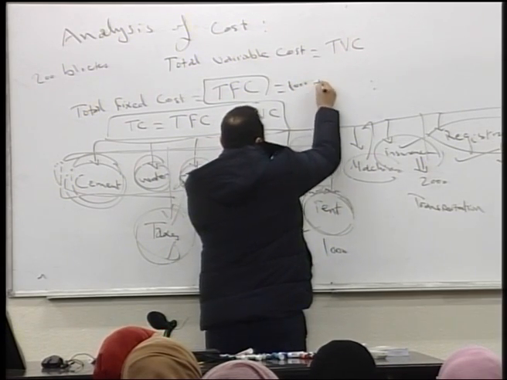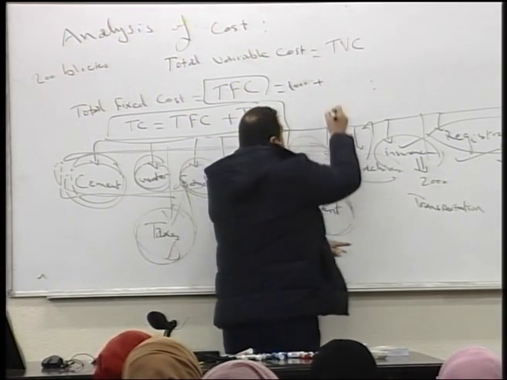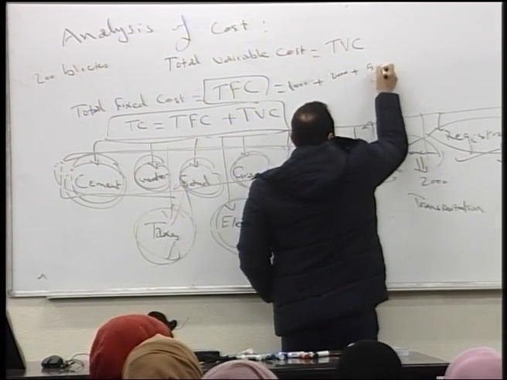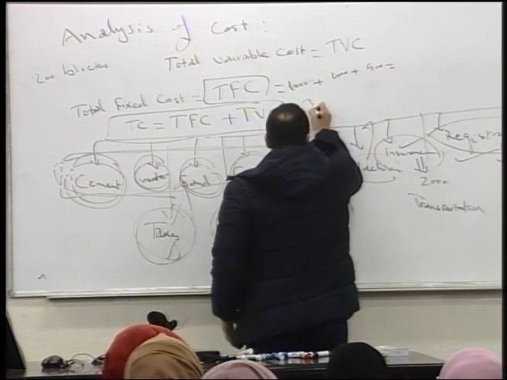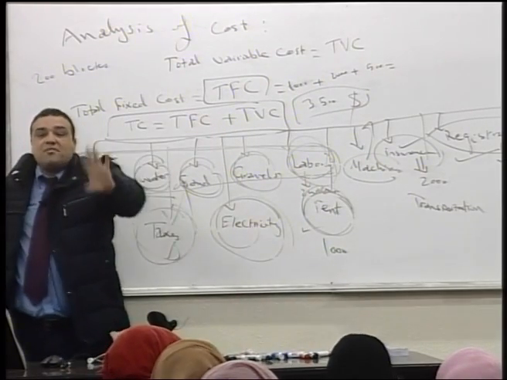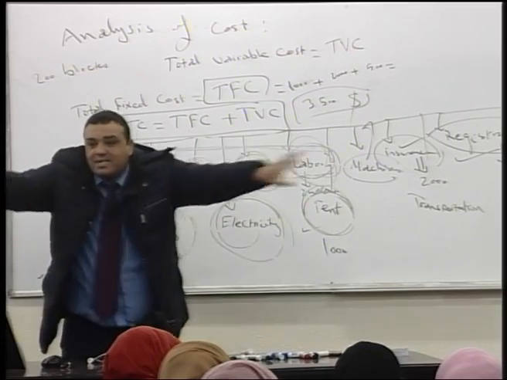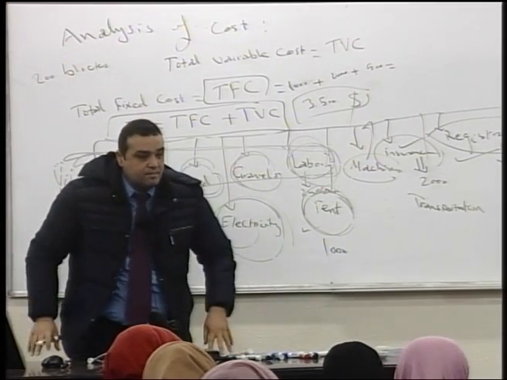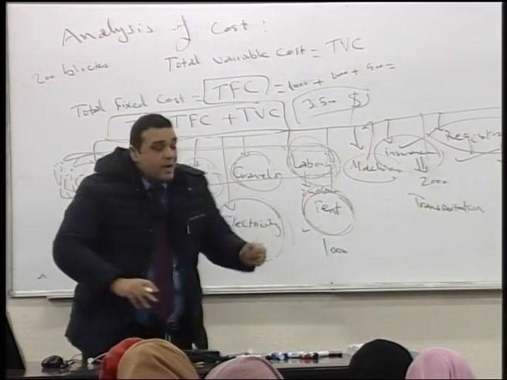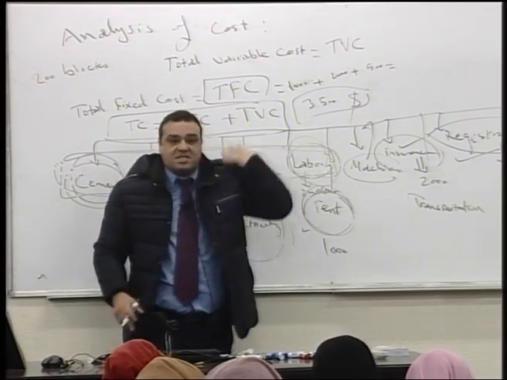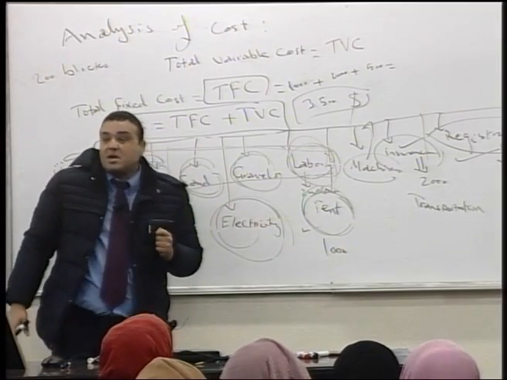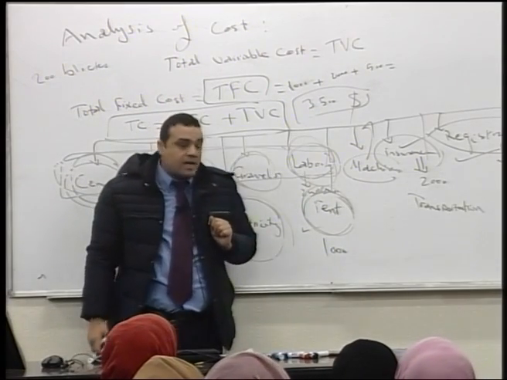Yeah, 1,000 plus the insurance 2,000 plus registration 500 equals $3,500. This is the total fixed cost. We have to pay it regardless of our output, our production. If we produce 0 quantities of blocks, we have to pay $3,500. If we produce 1 million units of blocks, we have to pay the same amount here, right?